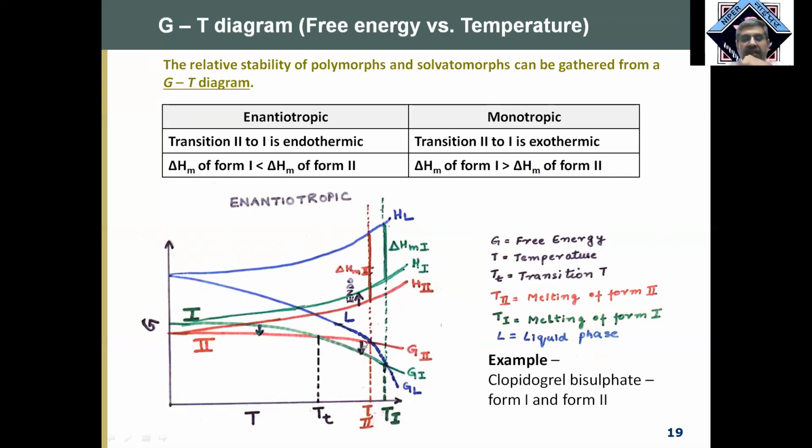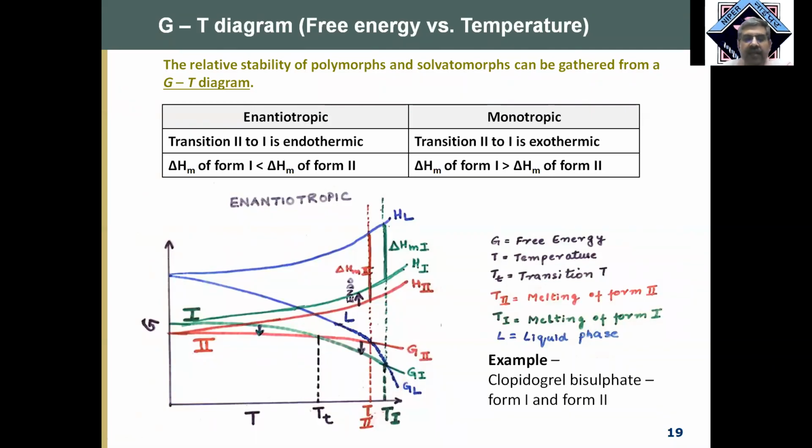This is the transition that can take place between form 2 and form 1, and we are coming from a higher free energy to a lower free energy. So this change is going to be from a higher energy polymorphic form to the lower energy polymorphic form.